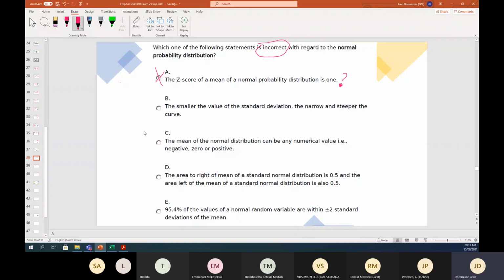So luckily for me, if this was my exam, I would have stopped at option 1. But because the questions can be shifted around, it might be that your option is only in the exam at a later stage. So let's look at all the options and see why they are actually in this instance correct. The smaller the value of a standard deviation, the narrower and steeper the curve. Okay, so that one is nearly to show.